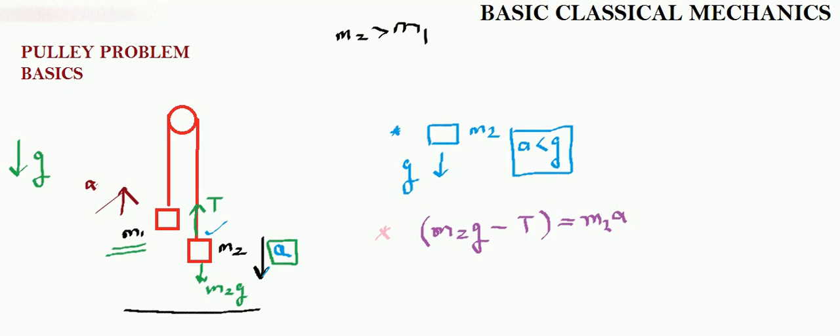So if any part of the system moves with an acceleration a, the other part of the system will also move with an acceleration a. So m1 and m2 are now a system. So if m2 falls down with an acceleration a, then m1 must also go up with an acceleration a.